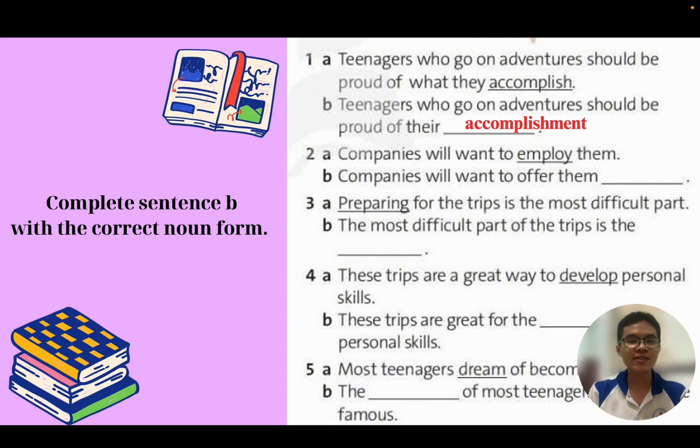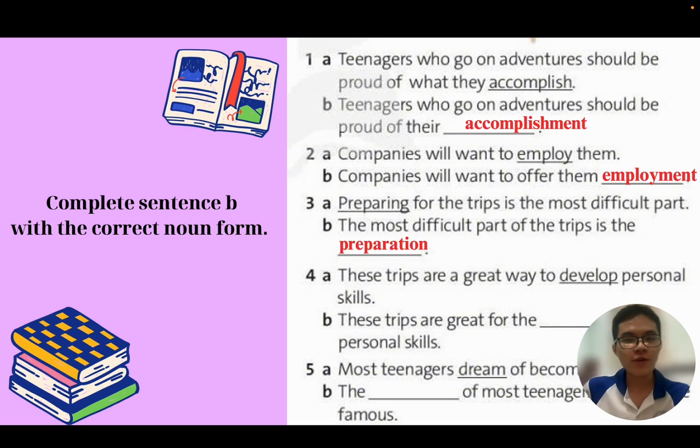Okay, so you can pause here and take your answer. 5, 4, 3, 2, 1. So that is employment. All right, very good. And for the next sentence, we have: preparing for the trips is the most difficult part. So what is the answer for sentence B? The most difficult part of the trips is the... 5, 4, 3, 2, 1. That is preparation. Okay, very good.